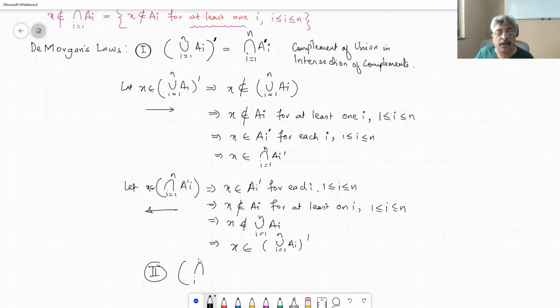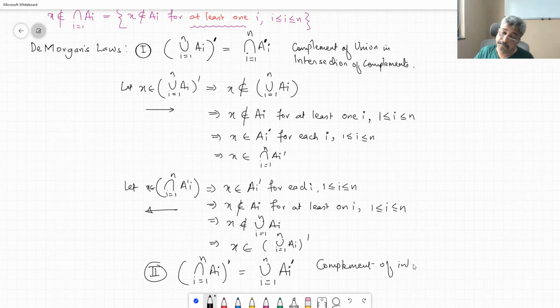Intersection i goes from 1 to n Ai complement is equal to union i goes from 1 to n Ai complement, that is, the complement of an intersection is the union of complements. Now this should be easy for you. I give you 4 minutes to complete this.